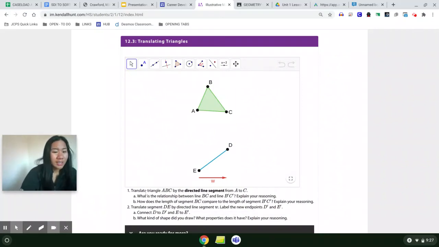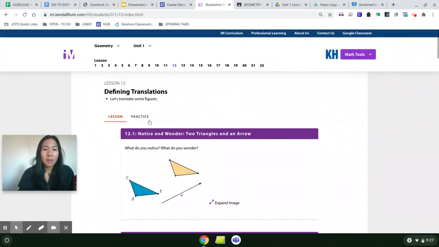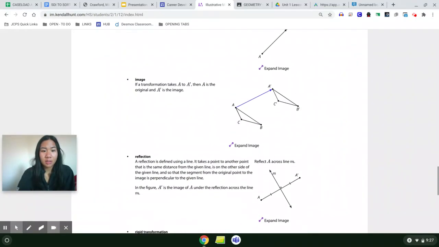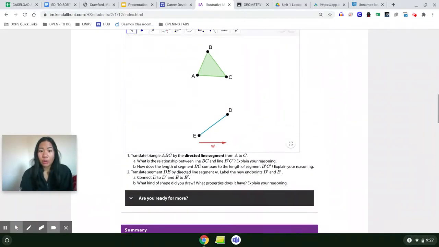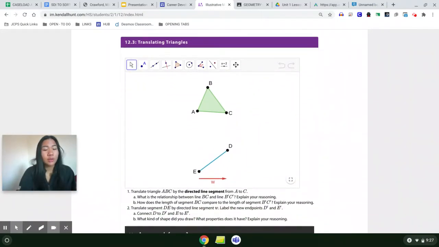Number 1, translate the triangle ABC by the directed line segment from A to C. So this is what I want to take piece by piece. A directed line segment, let me scroll down, right here: a line segment with an arrow specifying direction. Now, 2 lessons ago, we learned that was called a vector. It's bolding it for us because we don't have a vector that shows us A to C, okay? We need to translate this triangle by the directed line segment A to C.